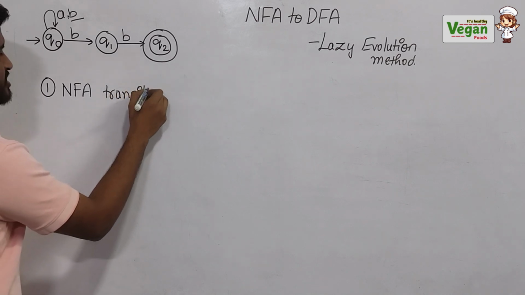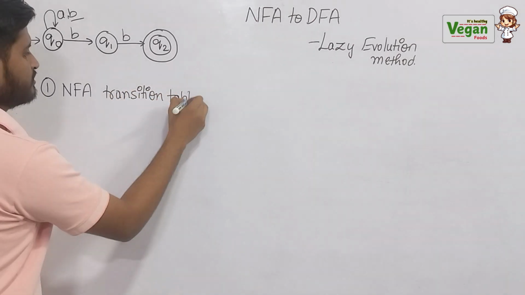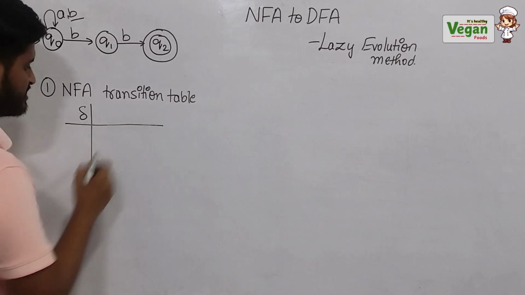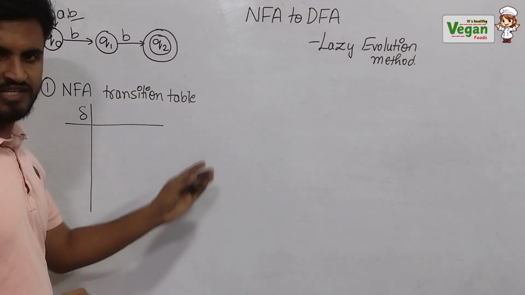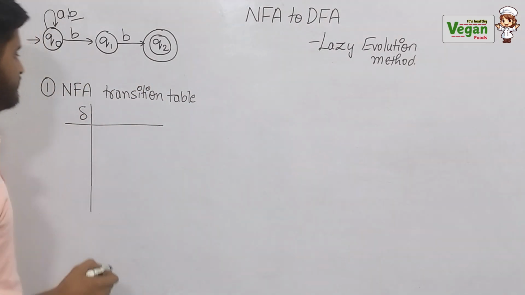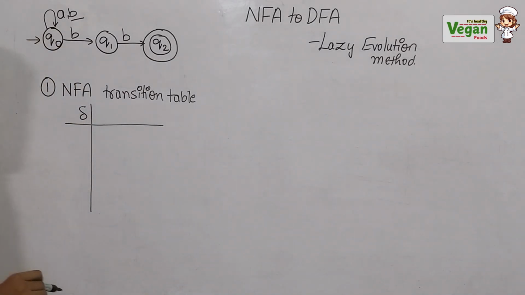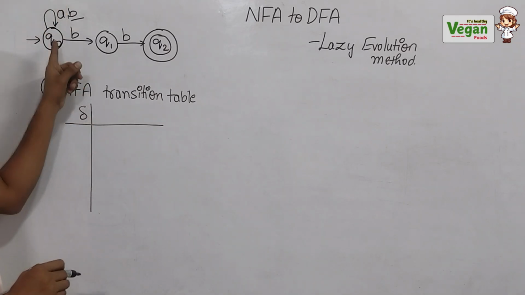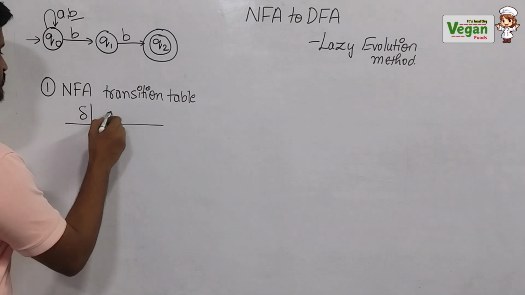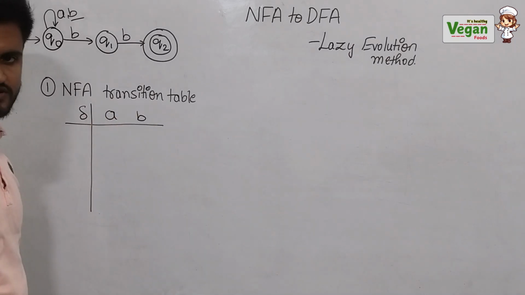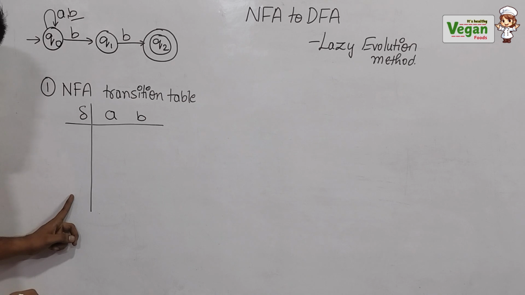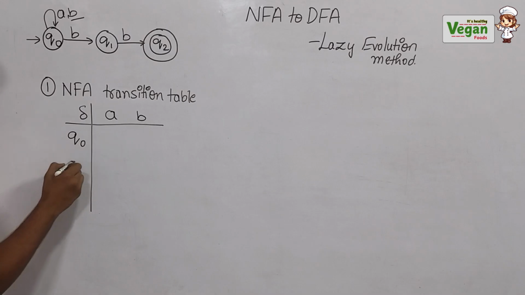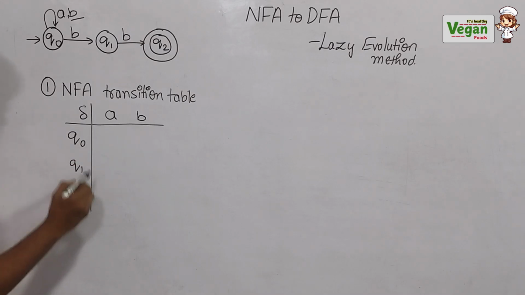NFA transition table. So we will represent the NFA transition table using delta. Delta will represent the transition table of anything, it may be of DFA or of the NFA. Now if you see the input symbols that we have used here, small letter a and small letter b are used to move from one state to another state. So you can write a and b as my input symbols. Now here you will be writing the states that are used in the NFA diagram. That is Q0, Q1 and Q2.